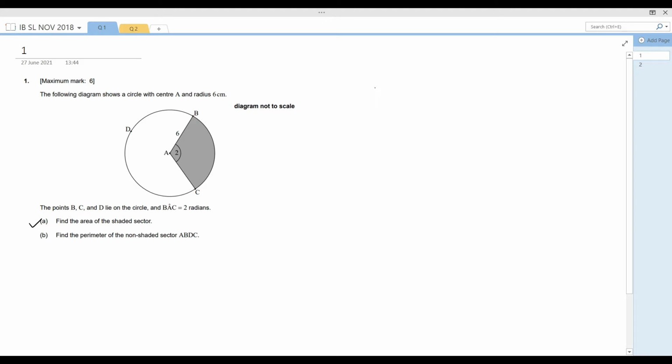You can use the formula directly. The formula for the shaded region area is half theta r squared. Here theta is 2 radian. So half into 2 into, you can see from here that the radius is 6 centimeter, so 6 squared. Ultimately the answer is 36 centimeter squared.